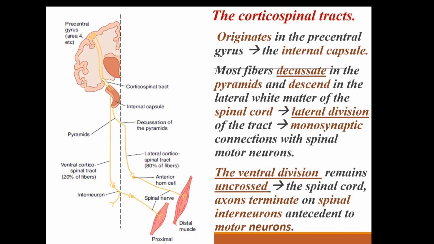The corticospinal tracts originate in the precentral gyrus and pass through the internal capsule. Most fibers decussate in the pyramids and descend in the lateral white matter of the spinal cord, that is the lateral division of the tract, which makes monosynaptic connections with spinal motor neurons. The ventral division remains uncrossed, and in the spinal cord its axons terminate on spinal interneurons antecedent to motor neurons.